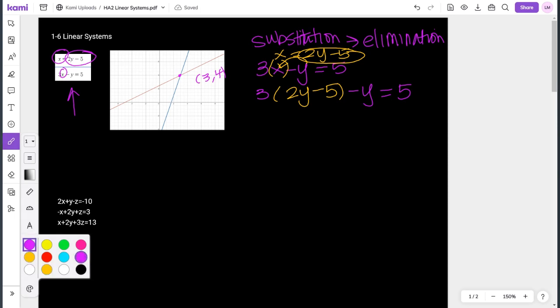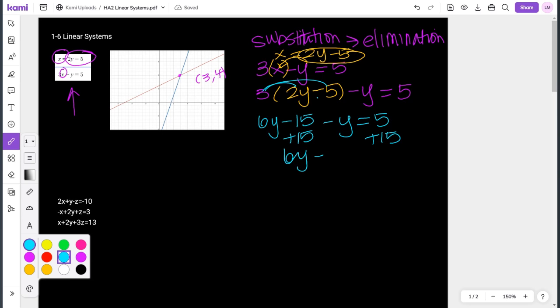All right, now we're going to solve. Can you see that we don't have any x variables anymore? Now we only have y, so we can solve for y. I'm going to distribute 3 through. I'm going to multiply 3 times 2y and 3 times 5, holding that subtraction sign there. Then minus y equals 5. Now I'm going to combine like terms, and I can add 15 to the other side. So 5y equals 20. Divide by 5, y is 4.